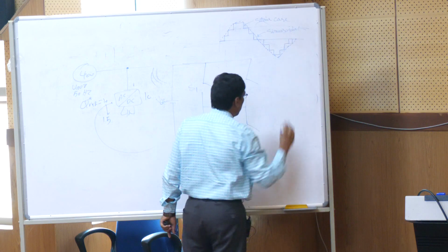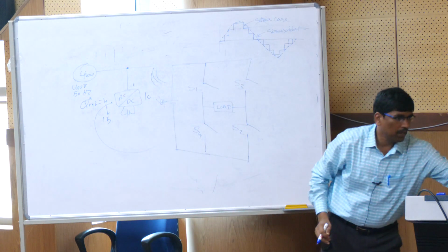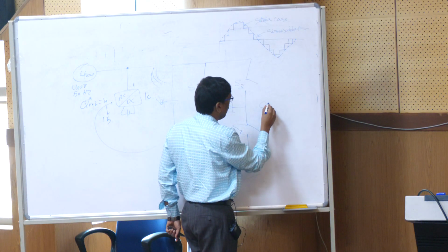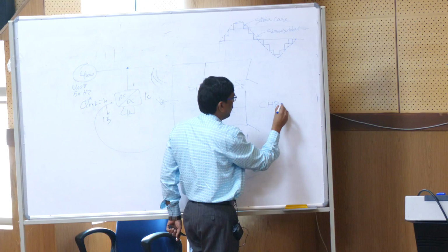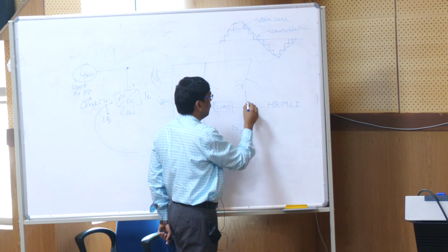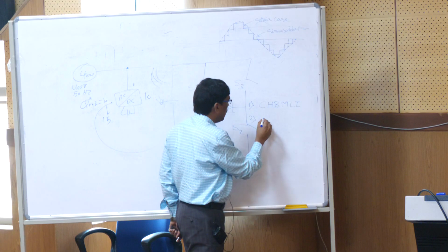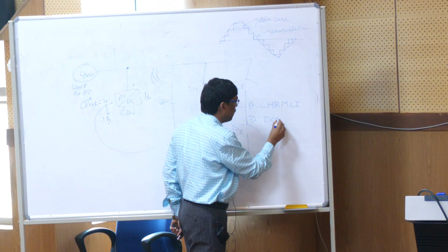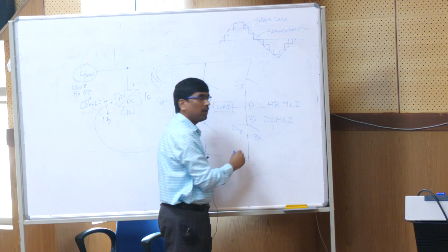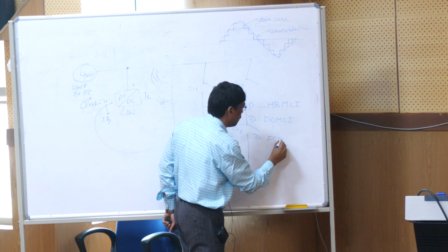Now you have the basic converters: one is the cascaded H-bridge multi-level inverter topology, the second is the diode clamp multi-level inverter topology, and the third is the flying capacitor multi-level inverter topology.